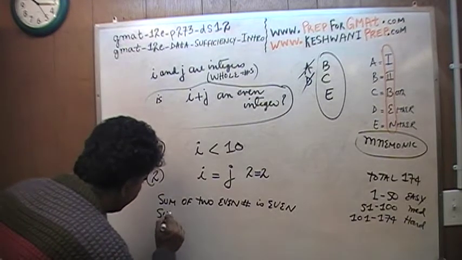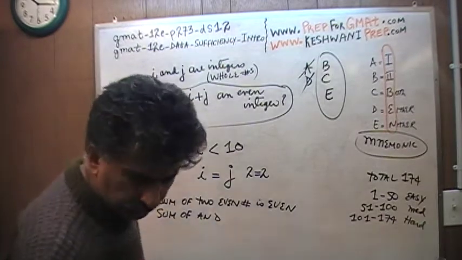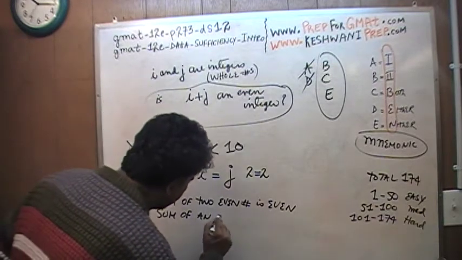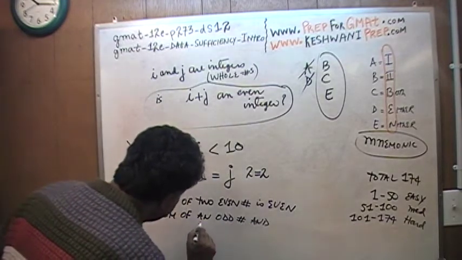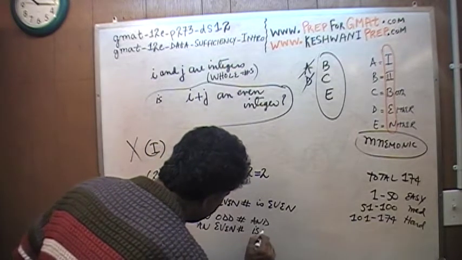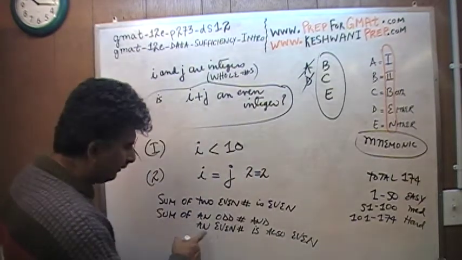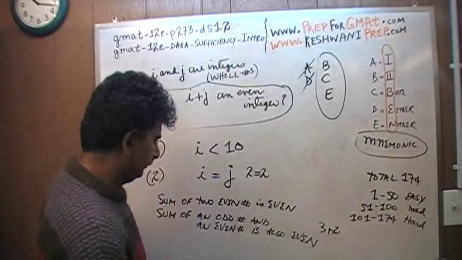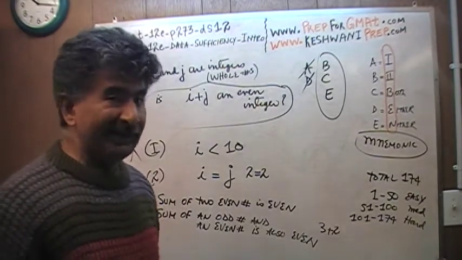And we also know the sum of two even numbers is even, and the sum of an odd number and an even number is also even. Sum of an odd number and an even number, for example, 3 plus 2. No, that's not what I meant to say. This is all wrong. Pretend you never heard it, okay?